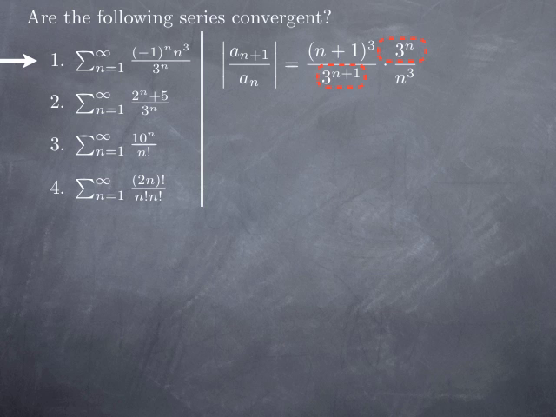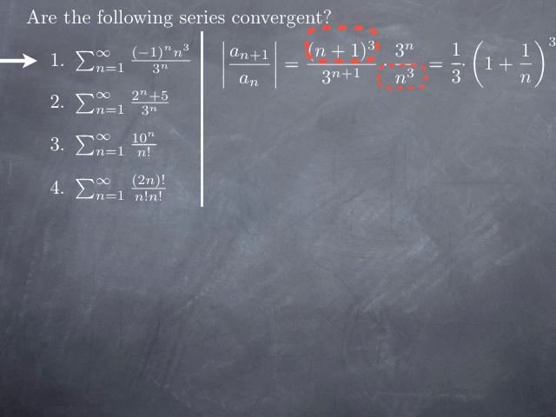3^n is really nothing but the product of 3 by itself n times, and 3^(n+1) is the product of 3 by itself n+1 times. So n of these 3's cancel out, and what remains is one of these 3's at the bottom, so we get 1/3. On the other hand, (n+1) cubed over n cubed is really (n+1)/n, everything cubed, and (n+1)/n can be written as 1 + 1/n, and we cube that.